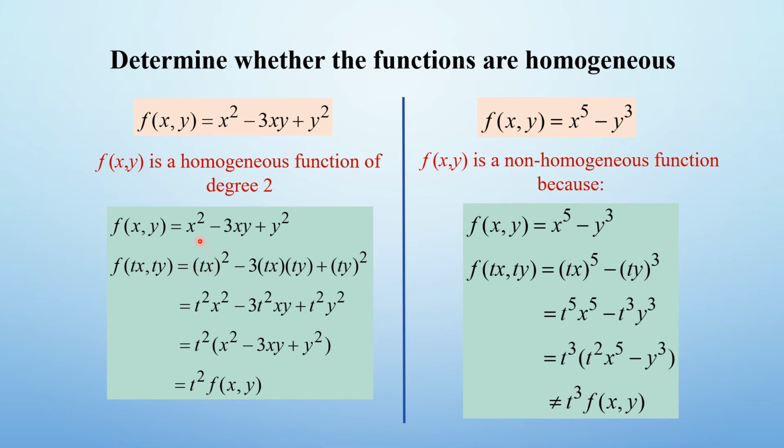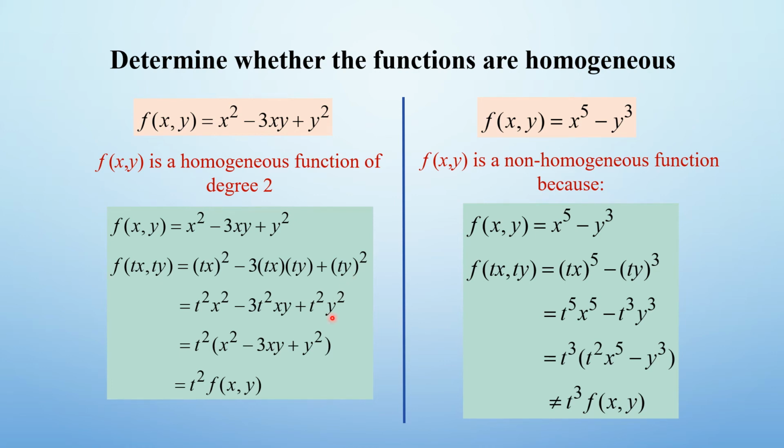Okay, replace x by tx in -3 times tx. This tx is replacing the x in this term, multiplied by ty, where this ty is replacing the y in this term. Plus, originally it is y squared, now it will be ty everything squared. Now we know that the square of tx is the same as t squared x squared, minus 3 times t times t, which is t squared, x times y is xy, plus the square of ty, which is t squared y squared.